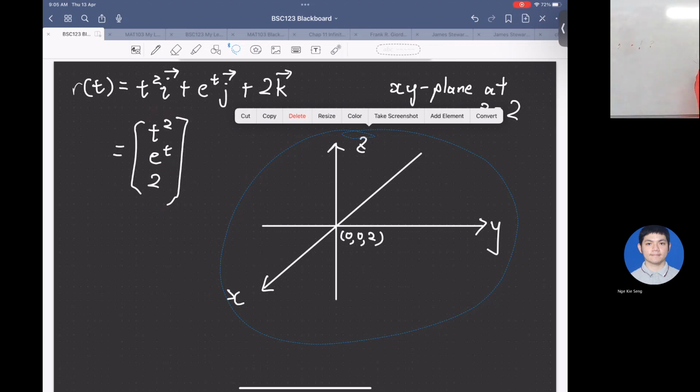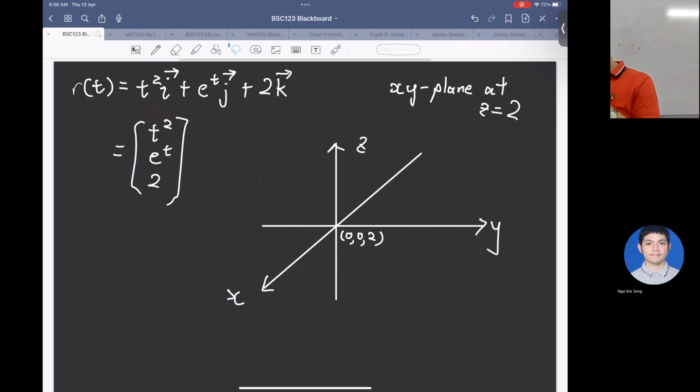I move the XY plane up so that I can just draw on that. Okay? So next, we need to figure out what is happening on the xy plane.